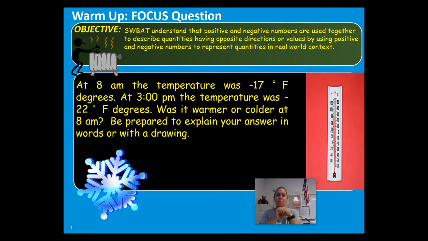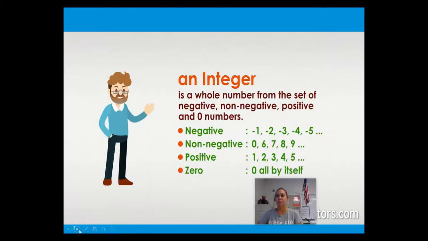It says at 8 a.m., the temperature was negative 17 degrees. At 3 p.m., the temperature was negative 22 degrees. Was it warmer or colder at 8 a.m.? By the end of this lesson, I want you to be prepared to explain your answer, maybe with a drawing or words. So we're really thinking about negative 17 compared to negative 22 and which one would be colder and what that looks like.